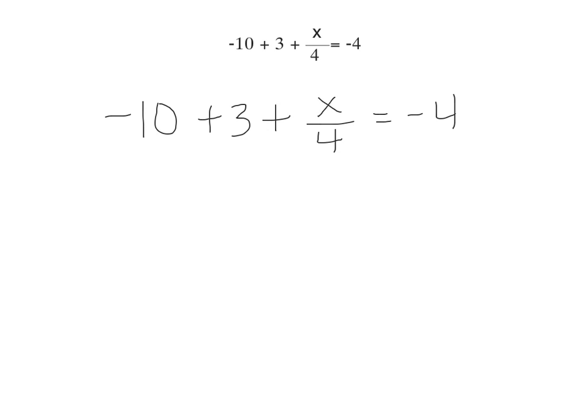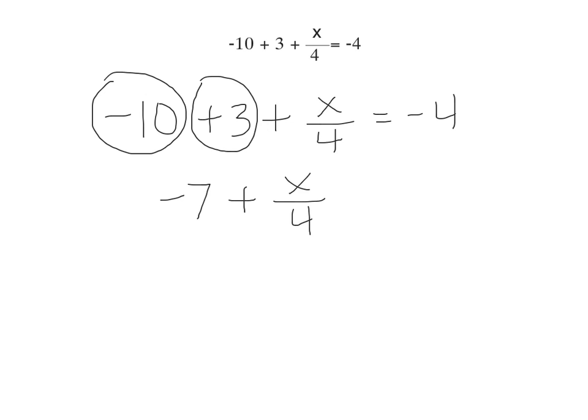And I notice I have two terms that are the same, and I have two constants that I can combine. I have the negative 10 and the positive 3. So negative 10 plus 3 gives me negative 7. So I'm going to combine those so that I can continue to solve this. Plus x over 4 equals negative 4.